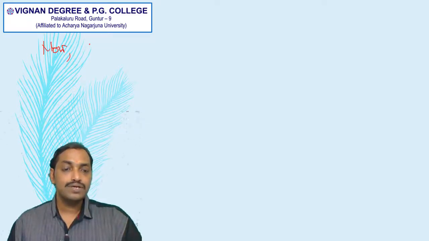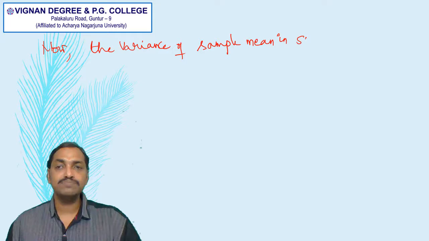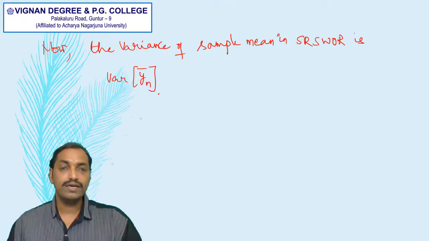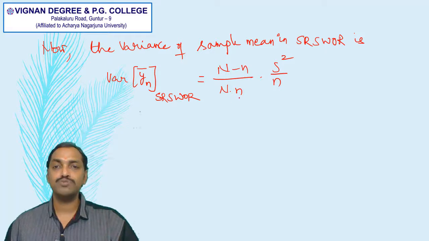Next, the variance of the sample mean in simple random sampling without replacement is variance of yn bar in SRSWOR is equal to capital N minus small n divided by capital N into small n into capital S square by small n, which is derived in the previous unit.